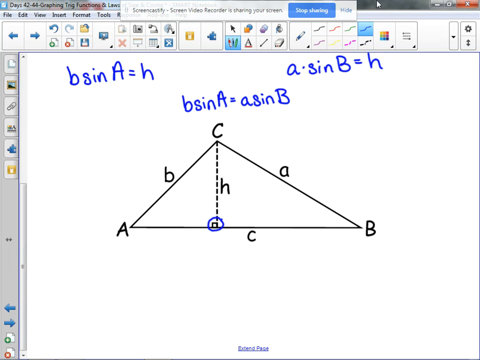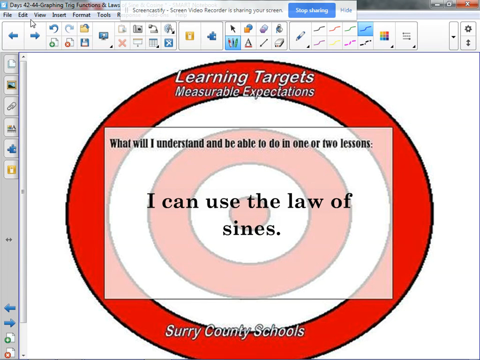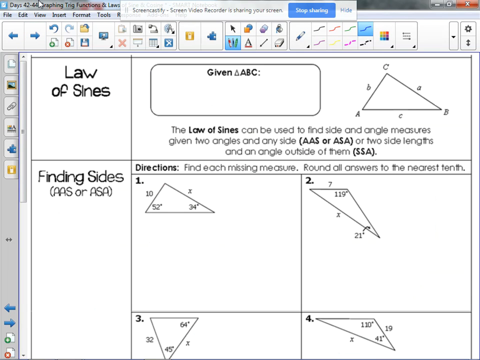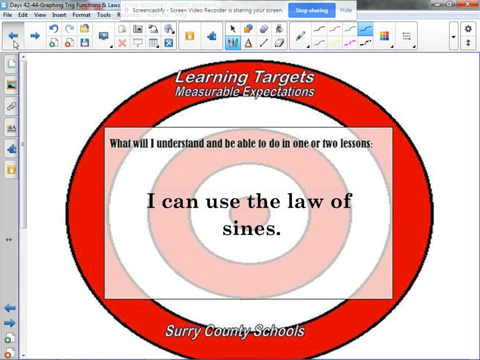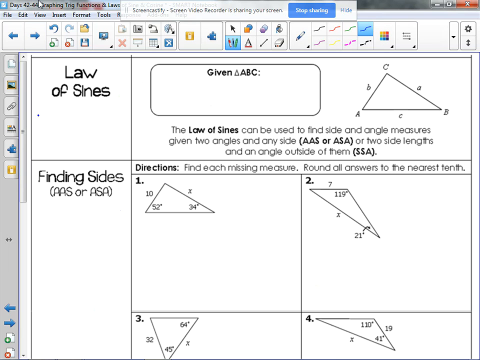So if you get one of those yellow sheets there, it's got our notes on it, you will see essentially the same triangle as this. And we are going to set up what the actual law of sines says. Since we just had that expression, B sine of A is equal to A sine of B.